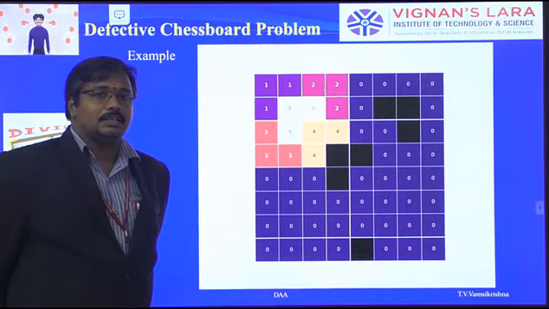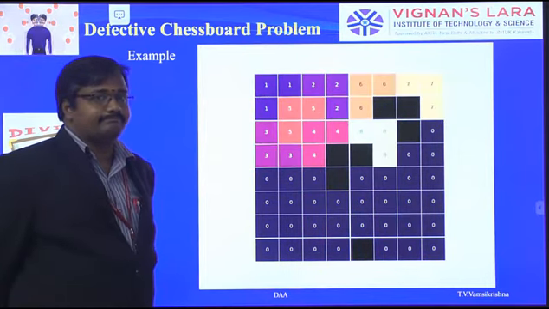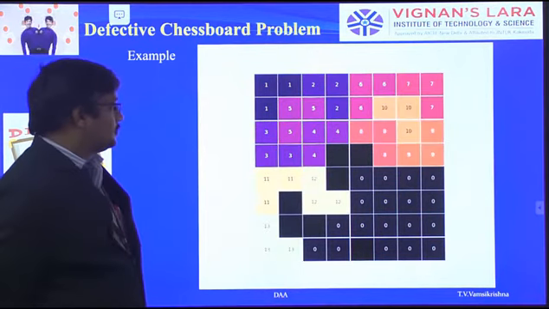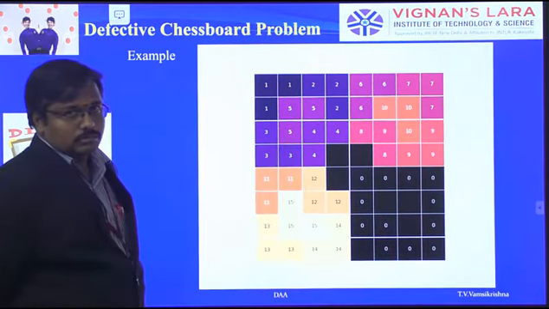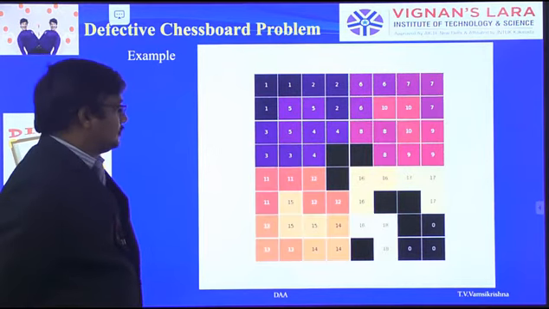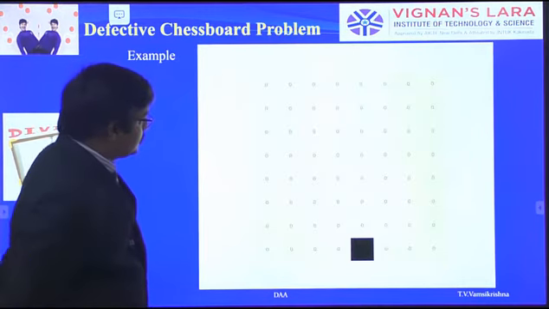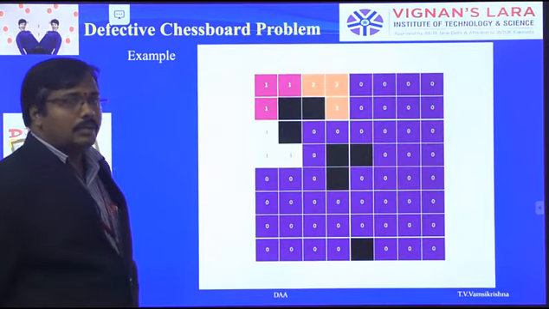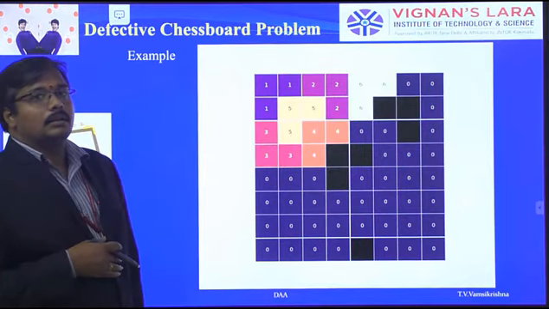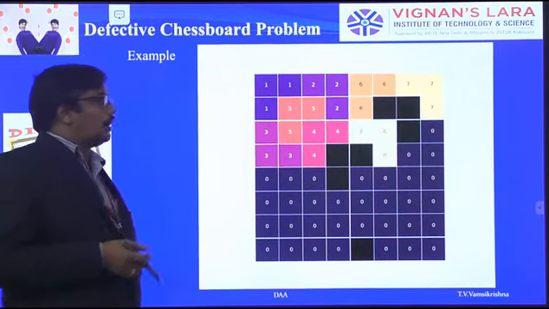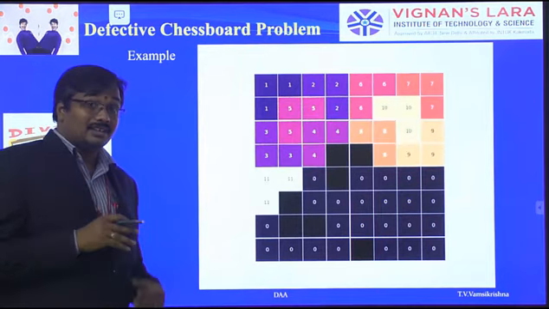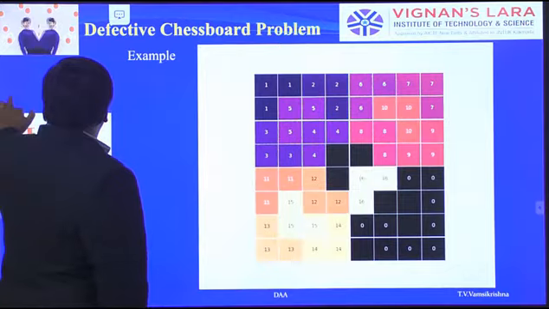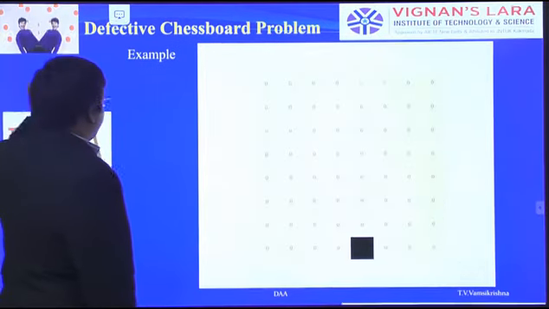So here it is clearly mentioned that the triominoes are identified with numbers. How many triominoes are required, and how do we cover the rest of the portion with triominoes? This is one beautiful animation to understand clearly what the triominoes are and how to cover the entire chessboard. So this is the first application, which is related to the defective chessboard problem.